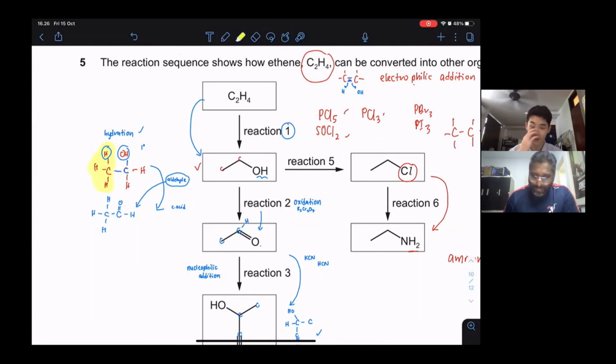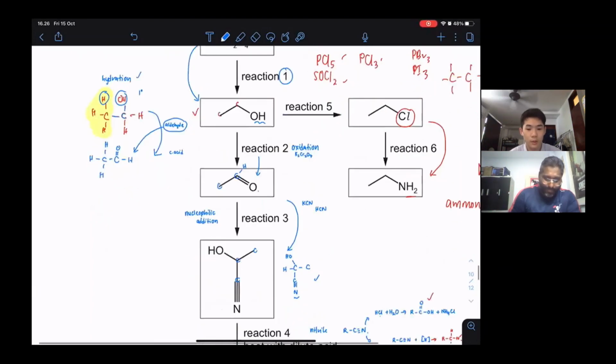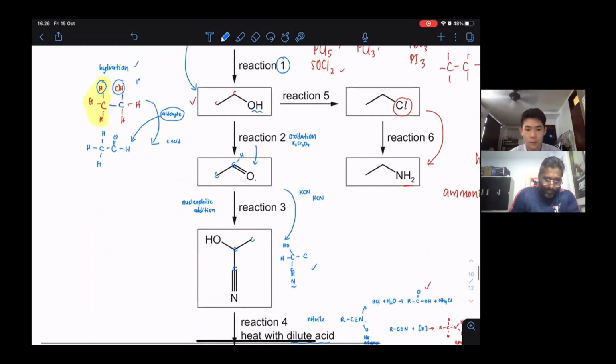I don't know, sir. This one, we already went through just now. So always remember, the mechanism for alkene is always going to be electrophilic addition, breaking of the bond. So this is going to be electrophilic addition.